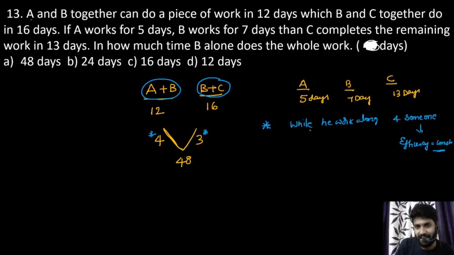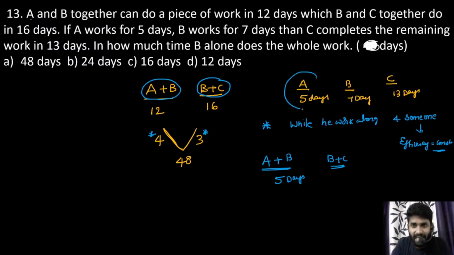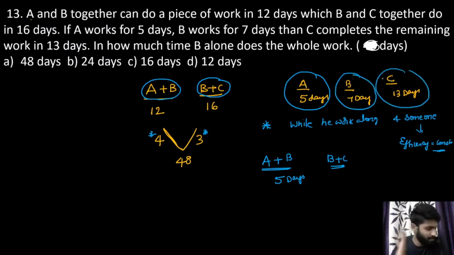Then I take this entire information combined. Now, the 5 days, I just do it as A and B working for 5 days. Now see, B and C. Guys, if you combine together, we don't violate any statement. What is the violation of the statement? A working for 5 days, B working for 7 days and C working for 13 days. This is the information for sure, guys.